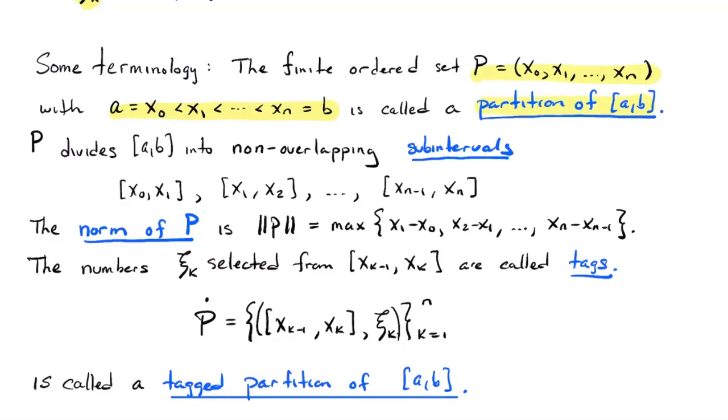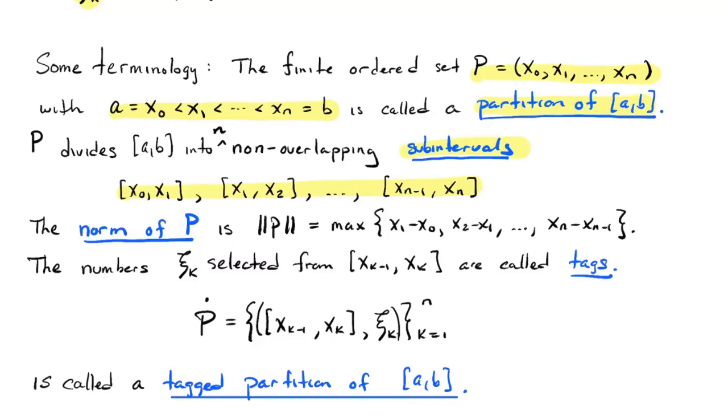All right, so choosing those x's is called partitioning the interval. And that partition divides our interval into non-overlapping subintervals. So there's the one between x0 and x1, the one between x1 and x2, and so on. Those n plus 1 numbers x sub k, k going from 0 to n, divide the interval, and I can be more specific, into n non-overlapping subintervals.